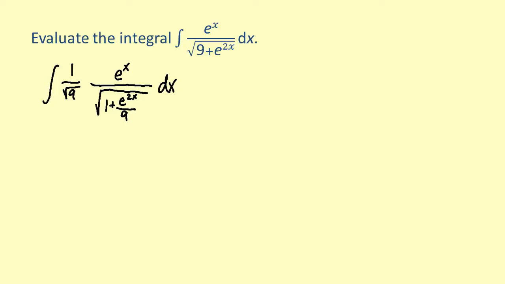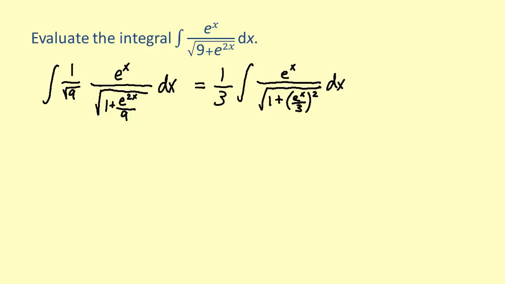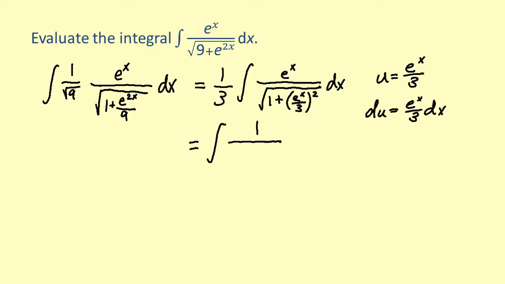Let's simplify and slightly rewrite the denominator. We can rewrite this as 1/3 times the integral of e to the x over the square root of 1 plus the quantity e to the x over 3 squared dx. Notice that under the radical we have 1 plus a squared term. So, to get the integrand in the correct form, let's let u equal e to the x over 3. Differentiating, we get du is equal to e to the x over 3 dx. Substituting, we get the integral of 1 over the square root of 1 plus u squared du.